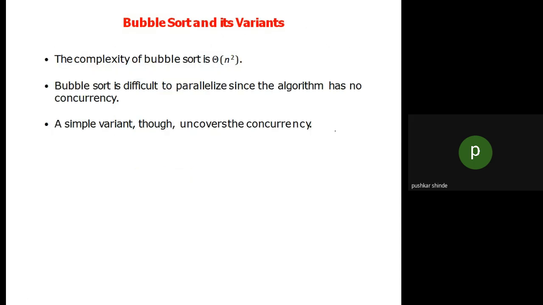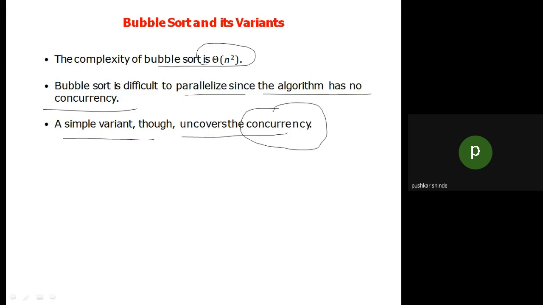The complexity of bubble sort is O of n square or theta of n square. Bubble sort is difficult to parallelize since the algorithm has no concurrency. But a simple variant uncovers the concurrency. By modifying the bubble sort a little bit, you can have concurrency in the bubble sort algorithm, and then it can be executed in parallel more comfortably, and it will benefit from parallel platforms when we have concurrency in the algorithm.